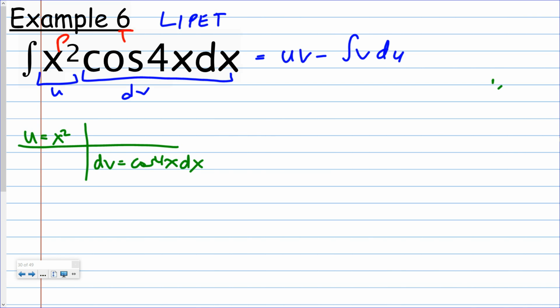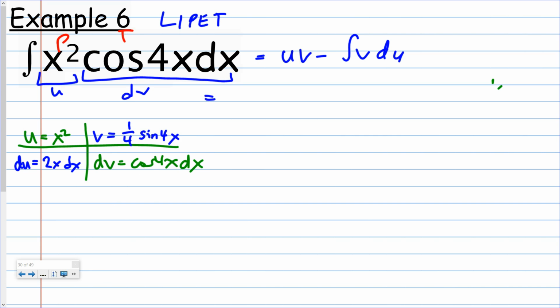On the left side, I'm going to take the derivative. So du equals the derivative of x squared, which is 2x, so du equals 2x dx. On the right side, I'm going to take the integral. The integral of cosine 4x is 1/4 sine 4x. Hopefully you're with me on that. I'm doing it in my head. But the integral of cosine 4x is sine 4x divided by 4.